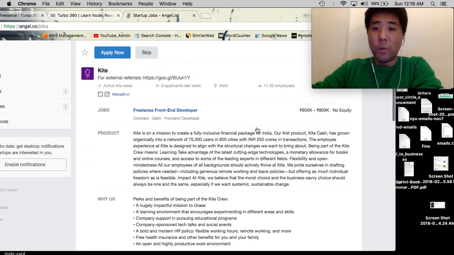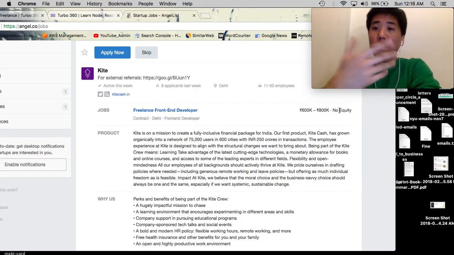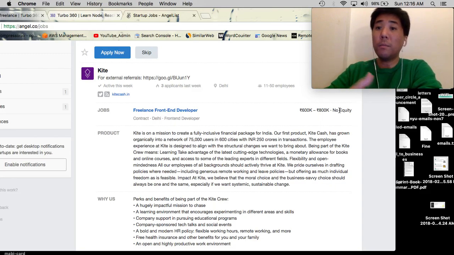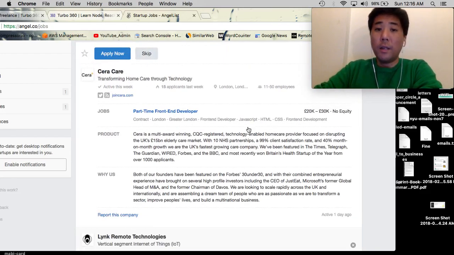So the ones that are overseas, I usually skip right off the bat just because I'm not familiar with the culture, right? So I don't want to get into that mess. So I just skip that. The only exception is UK. So UK is fine. So here, what you want to look at first is the price, right? These are all contract gigs.